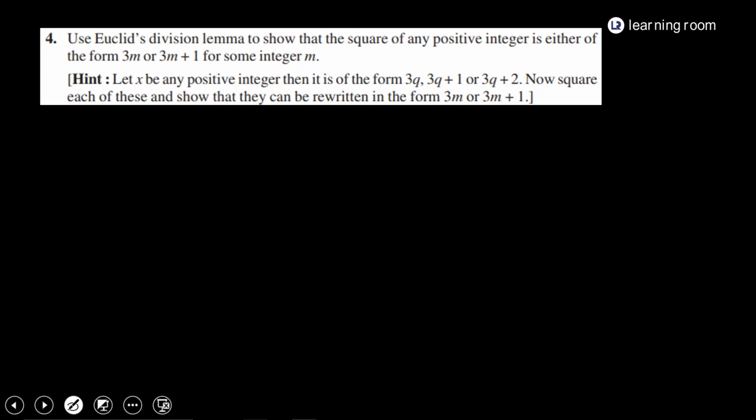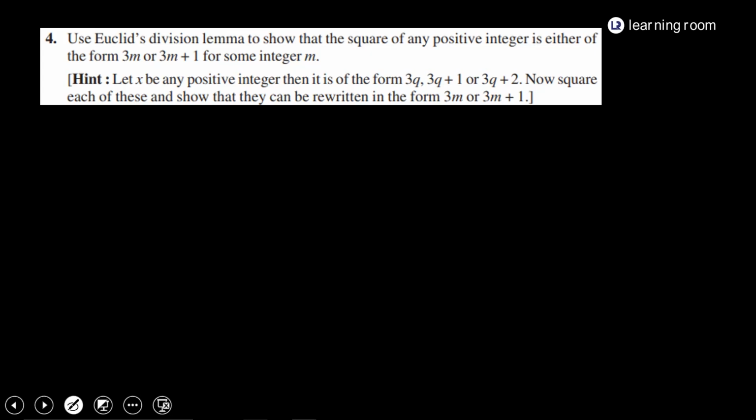For example, if it's 3q squared, we get 9q squared. If we express it in the form of 3m or 3m plus 1, it will be 3 into 3q squared, where 3q squared is m, which is some integer. So it will come under 3m. If we follow it with 3q plus 1, if we square it, we need to use the identity (a plus b) squared. Can you do it? 3q plus 1.